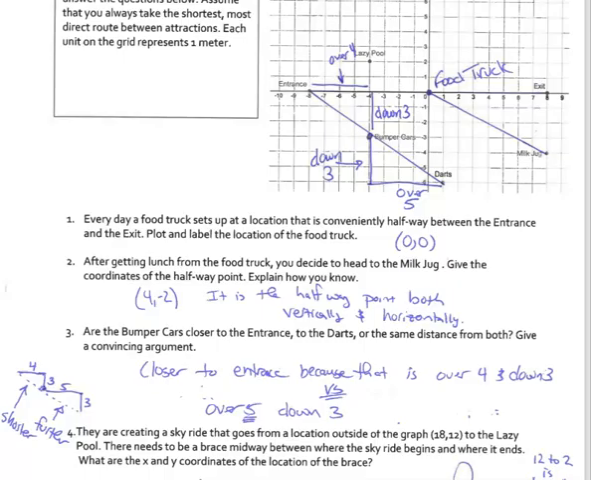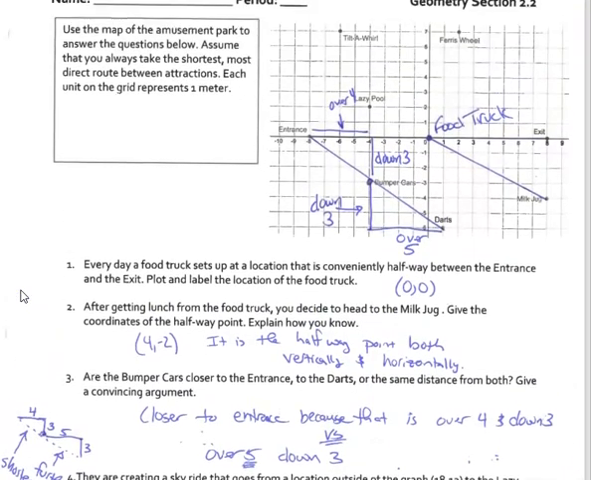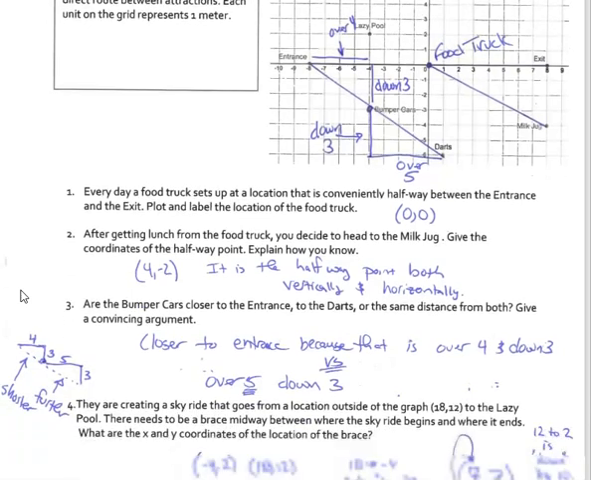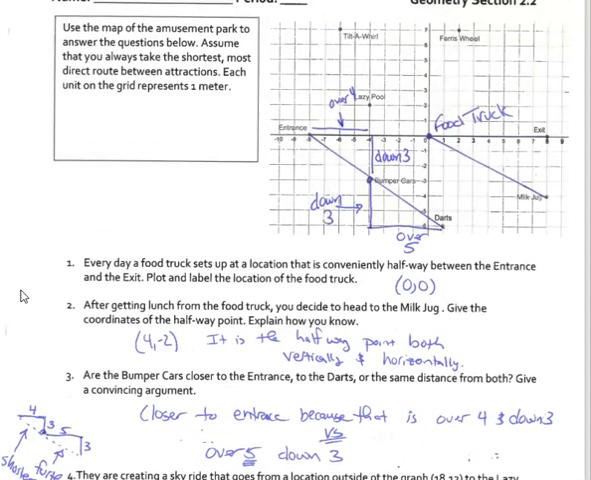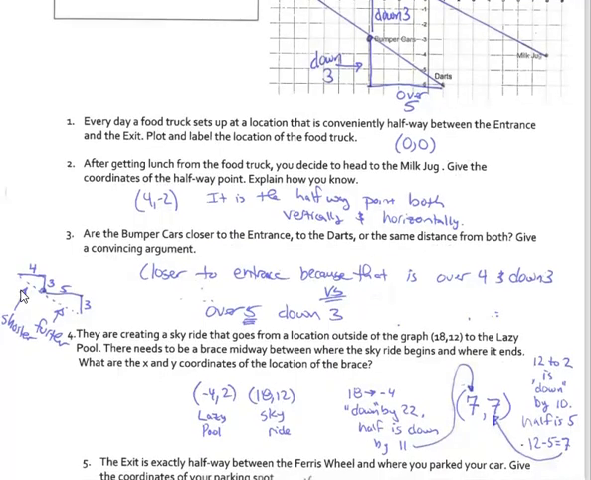Okay. The next one says they're creating a sky ride that goes from 18,12 to the lazy pool. There needs to be a brace midway between the sky bridge where it begins and where it ends. Where would this be with your coordinates? Now, the reason I put this problem is because all of the other ones that you've done so far, you could kind of just eyeball and say, this looks like the middle. The point of this is that 18,12 is off of the graph. So you know that you're going from 18,12 to -4,2. And we got to figure out a more efficient way of doing this.